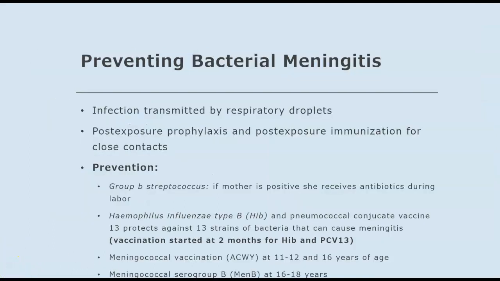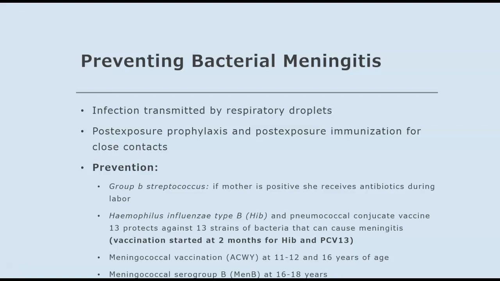Bacterial meningitis is highly contagious, so it is important to prevent the spread of infection through the use of droplet precautions in the hospital because the infection is transmitted by respiratory droplets. We may also need to utilize post-exposure prophylaxis and post-exposure immunization for any close contacts of the individual diagnosed with bacterial meningitis.